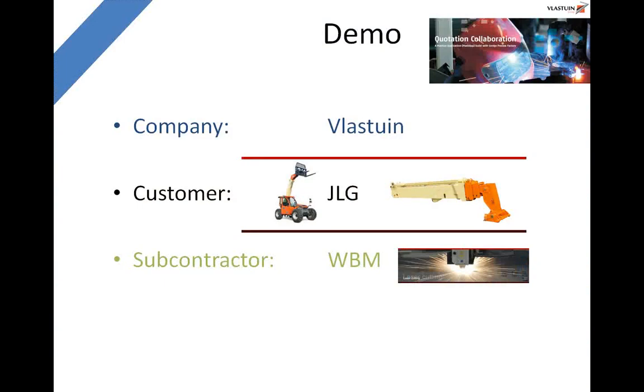In this demo, we will show you the quotation collaboration process between the customer named JLG, that places a request for quotation to the company named Vlastuin. This company uses subcontractor WBM to do part of the work, so sends an RFQ to WBM. WBM makes a price that Vlastuin uses in his quotation to JLG. We will show how the mashup supports all these collaboration steps.